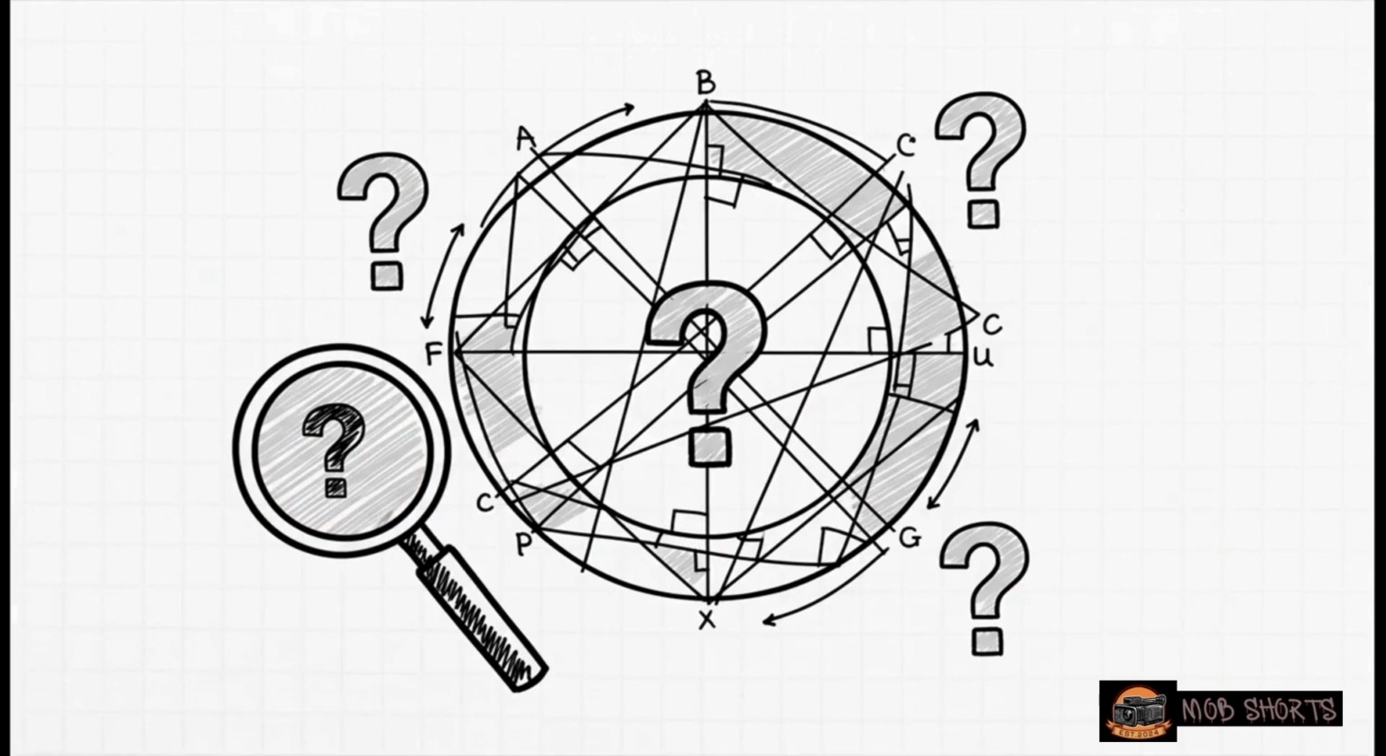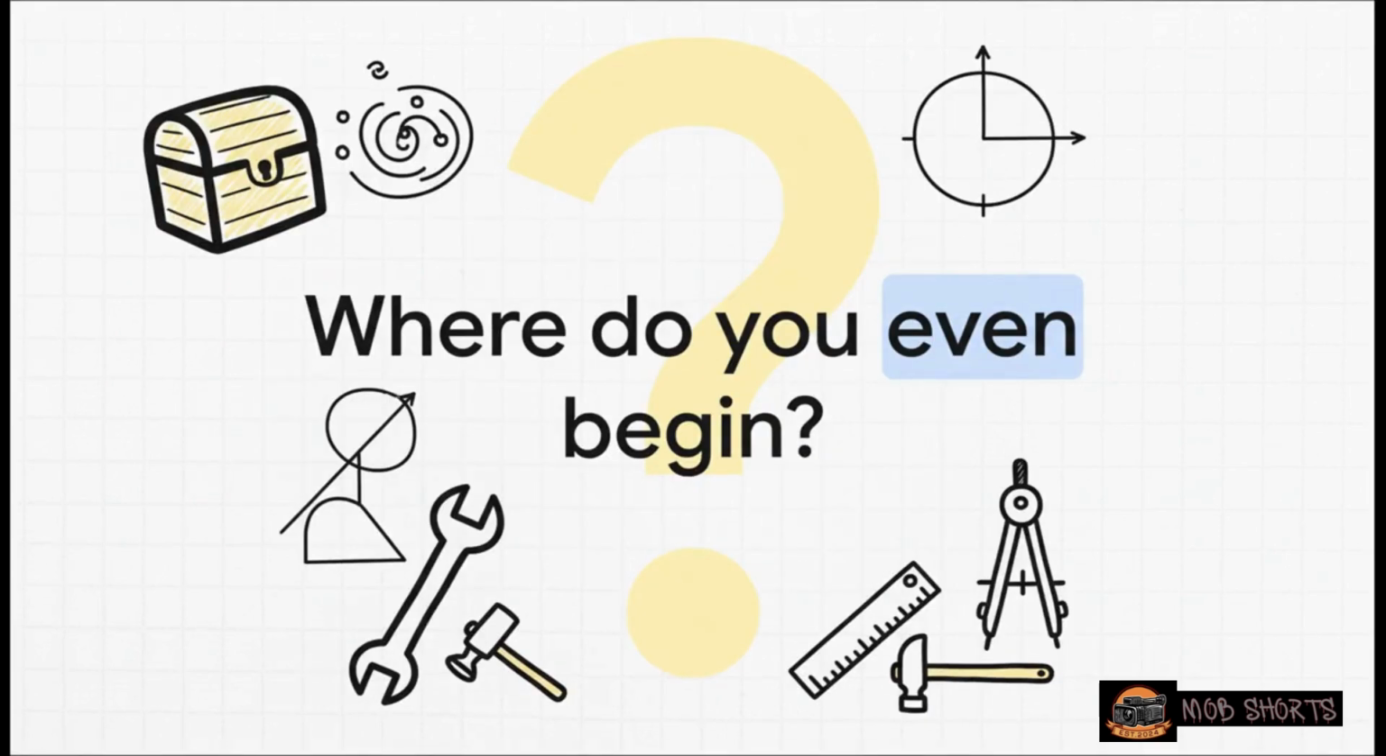Okay, so take a look at this thing. Wow. At first glance, a diagram like this is pretty intimidating, isn't it? You've got lines everywhere, angles, a circle, and that big old question mark just staring at you. It's basically a classic geometry mystery. And that's the real question, right? Where do you even begin? It kind of feels like you need some sort of secret code just to make the first move.